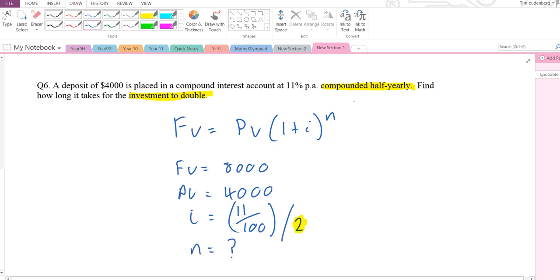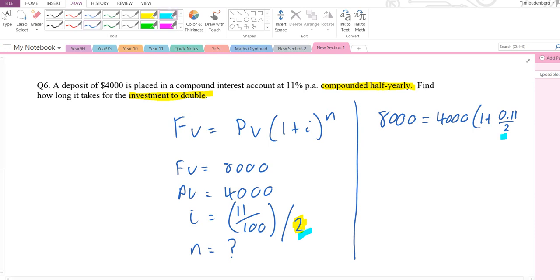Alright. So what you'll need to do is put this equation into your calculator, and you'll say that, alright, 8,000 is the future value. That is equal to 4,000 multiplied by 1 plus 11 on 100, which is 0.11, divided by 2. That's this 2 here. Power of n. Now we can't solve for n algebraically, so what you have to do is use your solver function. You would write solver, then all of that in there, comma, n. You want to solve for n.